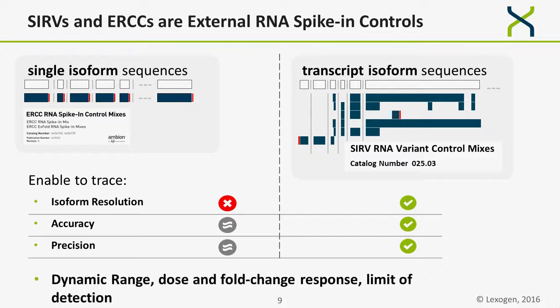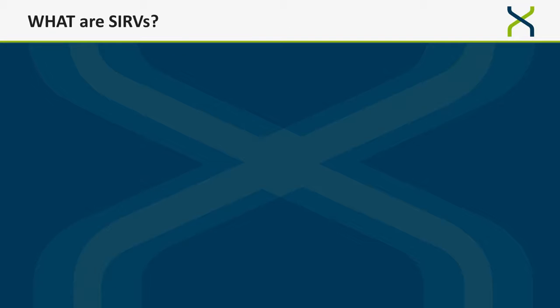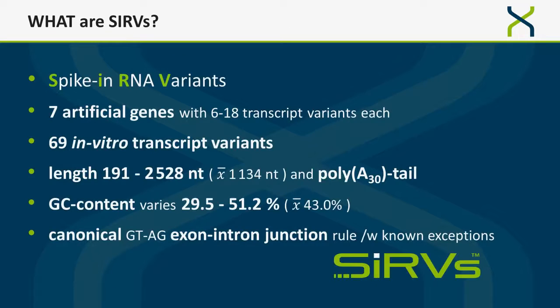Not only do you get the measures for accuracy and precision, but all subsequent data analysis is now on a different level when using transcript isoform sequences as controls. What are they? 7 artificial genes. Each of those genes has between 6 and 18 different variants, 69 in vitro transcripts altogether. The length varies between 190 and 2,500 base pairs.